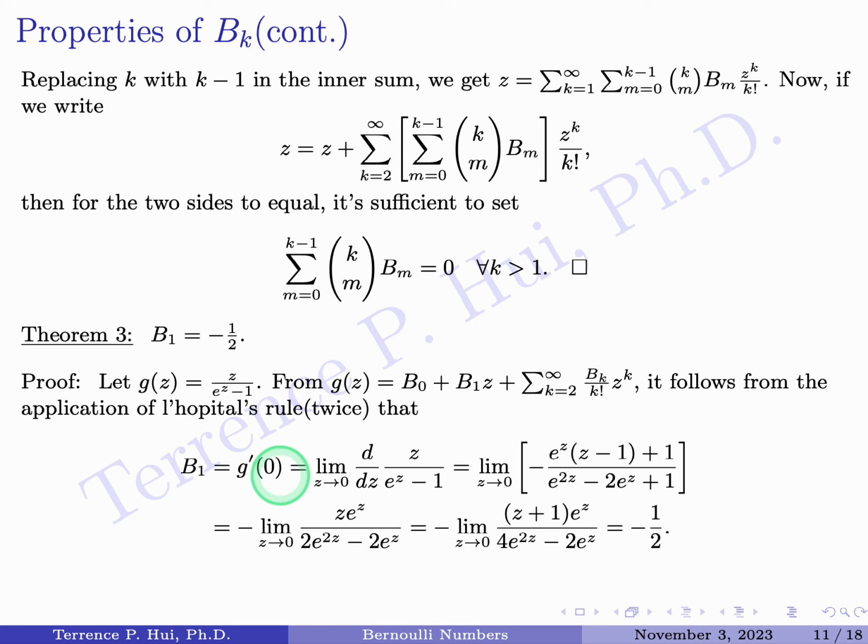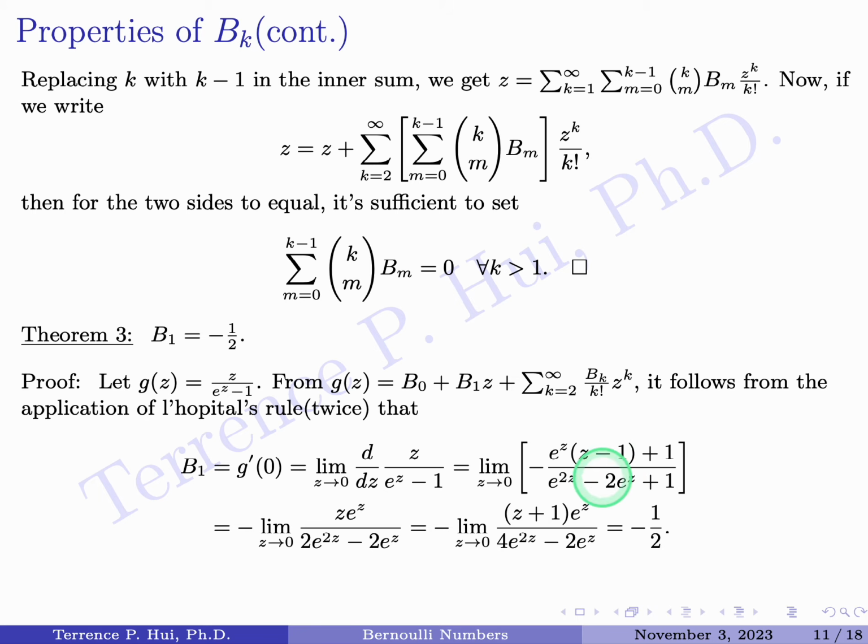But wait a minute. What is g prime of 0? G prime of 0, you take the derivative. Remember, you cannot evaluate any derivatives at 0, so you have to take the limit instead. So this is the same as a limit of the first derivative of z over e to the z minus 1. This is straightforward first year calculus. You differentiate this, you're going to get this. So it's the same as taking the limit as z goes to 0 of this.